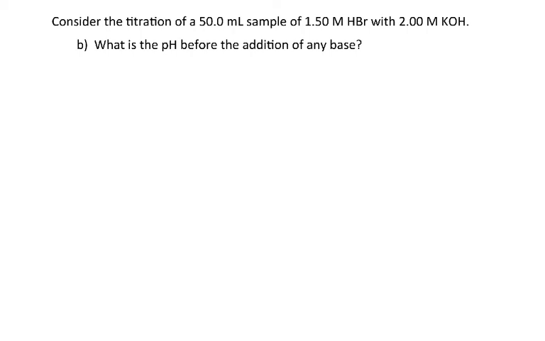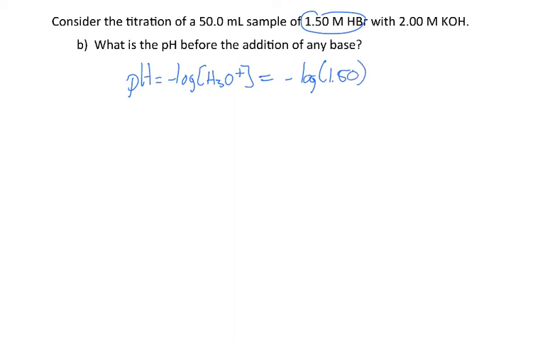All right, the next question they ask is, what is the pH before the addition of any base? What they're really asking is, what is the pH of 1.50 molar HBr? Because this is a strong acid, it completely dissociates. So pH is the negative log of the H3O+ concentration, which will be the same as the concentration of my strong acid. So it's the negative log of 1.5, and I get a pH of minus 0.176.